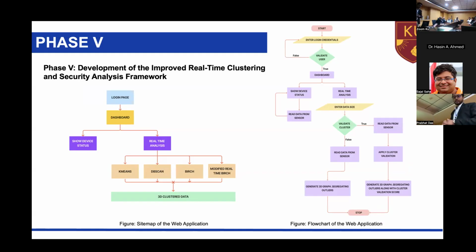Typically it contains, because of the projector resolution, I think it's not visible. Yes, so it's a flow chart. On the screen, it is visible, yes.